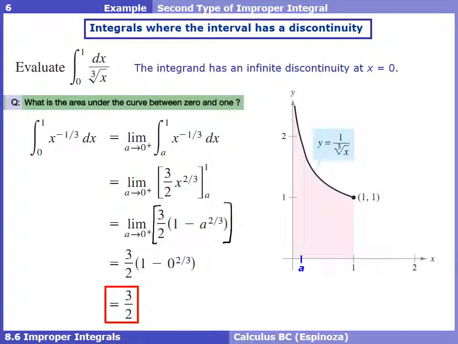So again, a very surprising answer. Something that's going on infinitely forever is actually giving us a finite number, and because we understand this concept to be area, we're seeing that the area from 0 to 1 under this particular function is a finite area. It's 1.5, or 3/2. And as a follow-up conclusion to this, because we're getting a finite answer, we can say our integral converges.